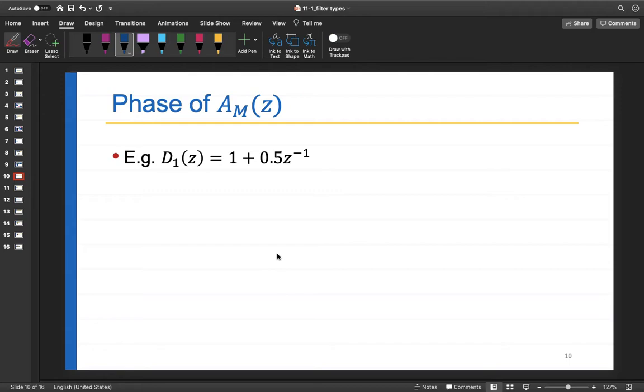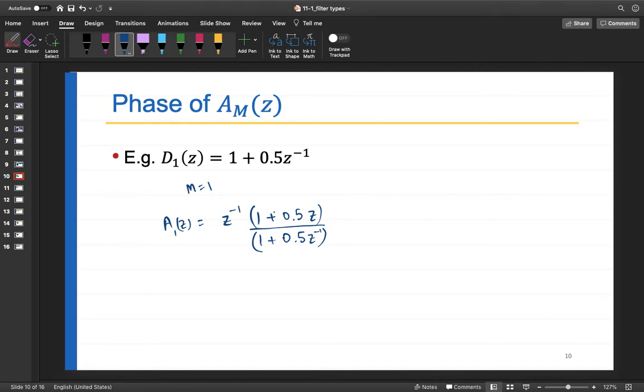Okay, let's take an example when D_M(z) is a degree 1 polynomial, D_1(z). So basically my M is equal to 1. Now what is A_M(z) here? So my A_1(z) will be equal to z to the power minus M times D_M(z inverse), so basically D_1, so 1 plus 0.5 z inverse, divided by D_1(z), which is 1 plus 0.5 z inverse.